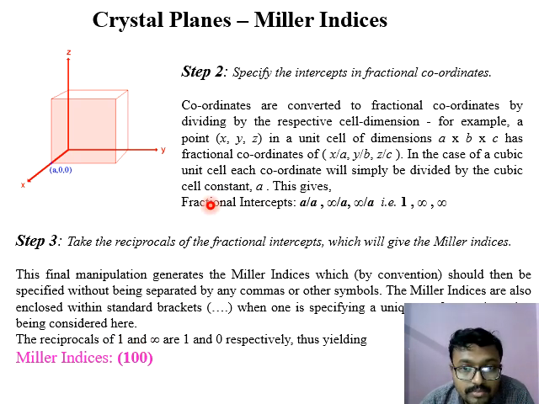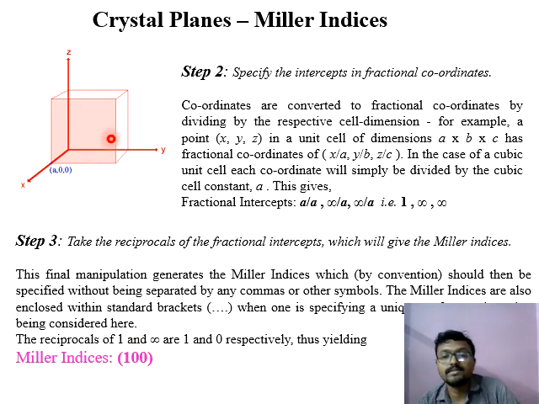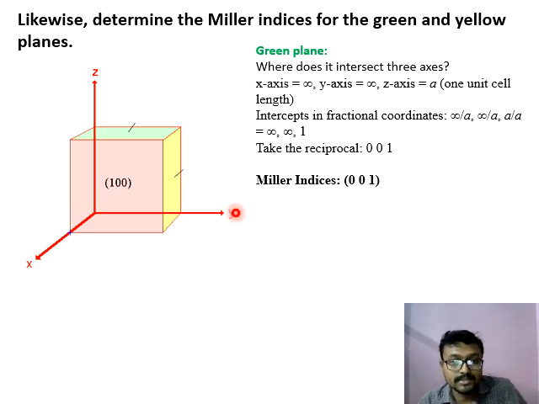Now for the Miller indices, we have to take the reciprocal of the intercepts. The reciprocal of 1 will be 1, the reciprocal of infinity will be 0, and the reciprocal of the other infinity will also be 0. So the Miller indices will be 1, 0, 0. So the name of this plane will be the 1, 0, 0 plane. Okay, let's take another example.